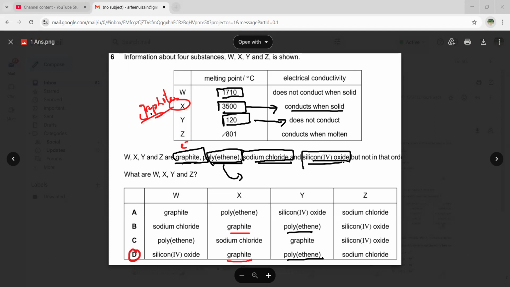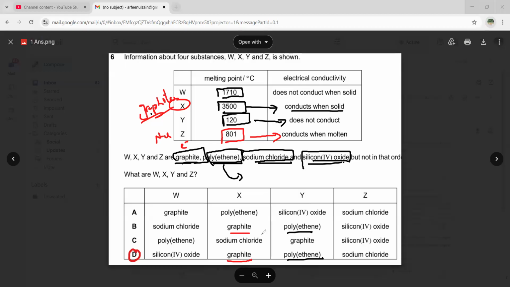But 801 and conducts when molten. So it is conducting electricity in the molten state. We know ionic compounds do not conduct electricity in solid, but ionic compounds can conduct electricity when molten and aqueous. So this gives an idea that this is sodium chloride, NaCl. So Z should be sodium chloride.